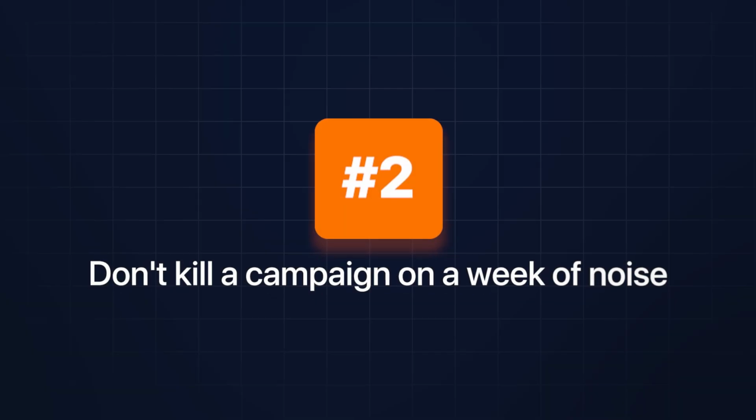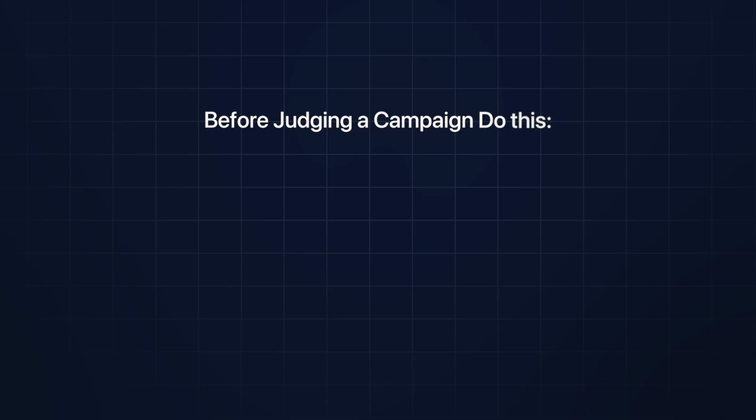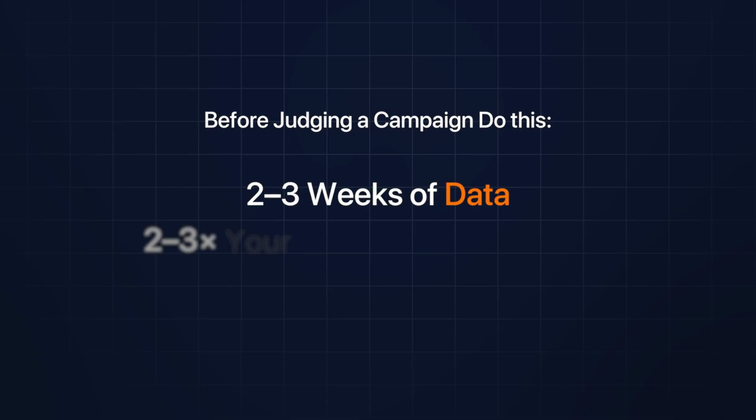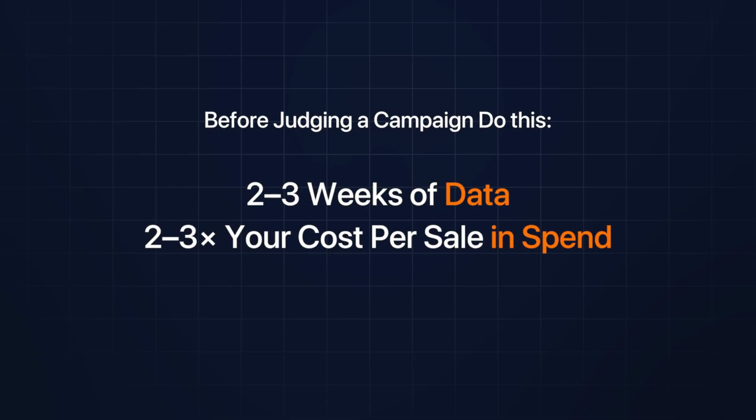The companies that stall are the ones that found one thing that worked a few years ago. They've just been riding that one thing forever and not been getting better. That age-old thing of you're either growing or you're dying is true in business. Here's the second rule. Don't kill a campaign on a week of noise. My rough rule of thumb is 2 to 3 weeks and 2 to 3 times your cost per sale in spend before you even judge the campaign.